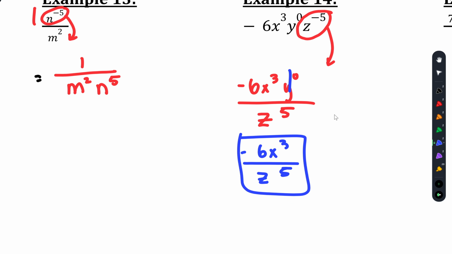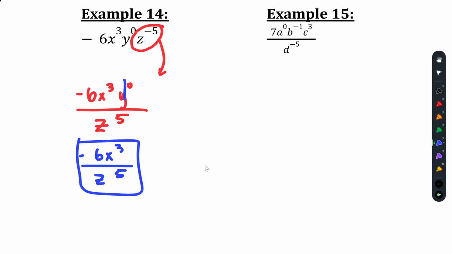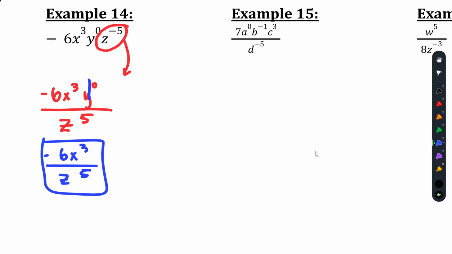Do we see how we got that? What about example 15? A lot of steps going on in this one too. What do I need to take care of? What do we see? What can I take care of? Sarah? You do d to the 5th power. We're on 15, not 16 yet. Hold on. 7a to the 0 power, and then you do c to the third power and d to the fifth power over b to the first power.